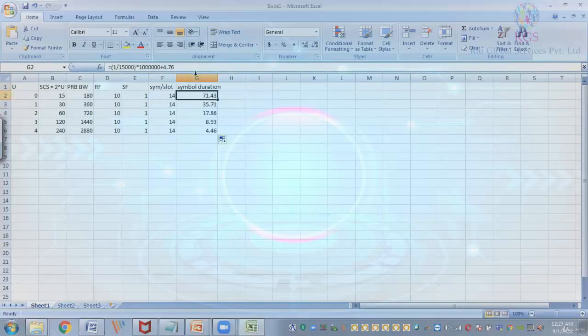But let me tell you, all these are in microseconds. All these symbol durations are in microseconds. And this subframe is in milliseconds. Right? Remember this. 10 milliseconds. Okay.